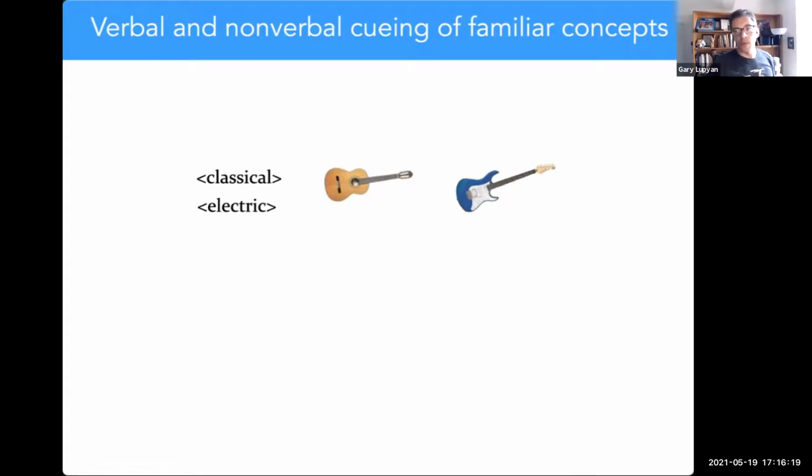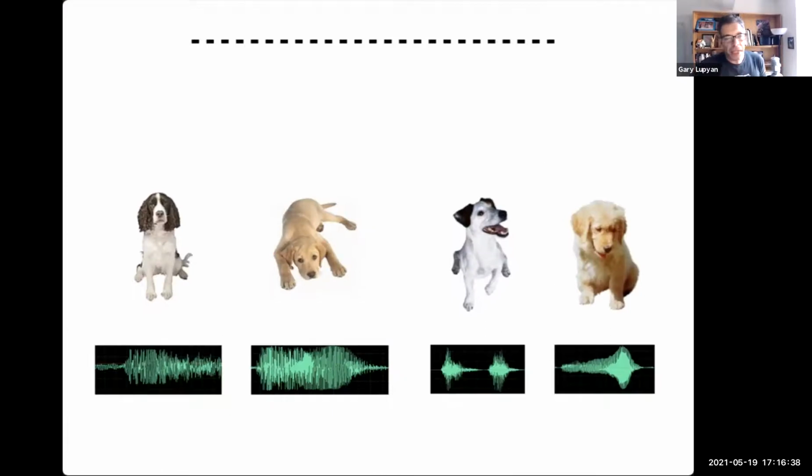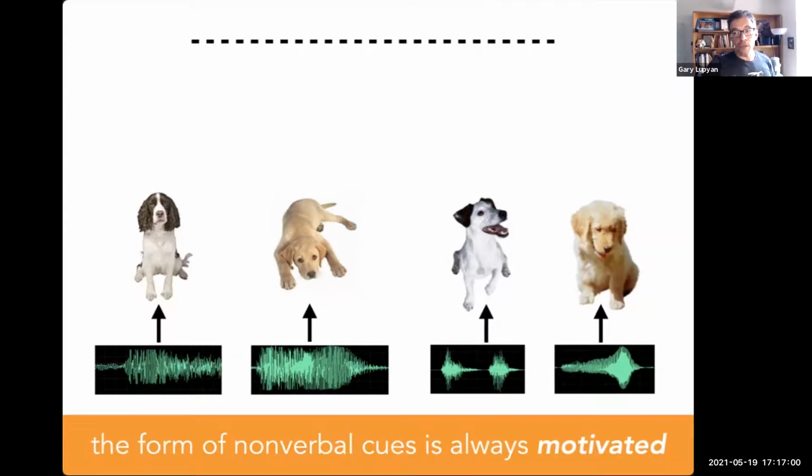So here's the task. We're going to compare how people's visual recognition of guitars is affected when they hear the word guitar compared to when they hear a guitar sound. And you can do this for other kinds of categories, different types of dog barks, different types of motorcycles. Now, why might it matter? Again, these nonverbal cues like dog barks, yes, people know that they are dog barks, but they have more specific information. People know to a surprising extent that, for example, a lower pitched dog bark corresponds to a larger dog. They have these motivated mappings. So the form of the dog bark is motivated by the kind of dog that produced it.